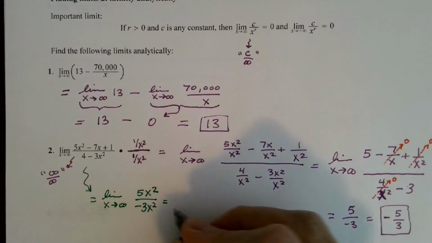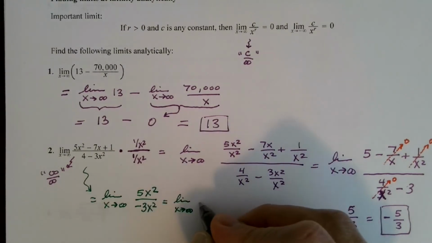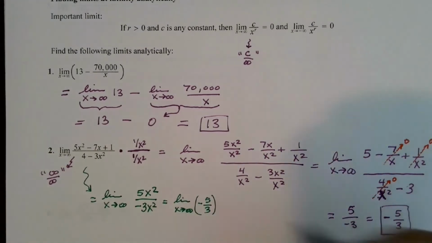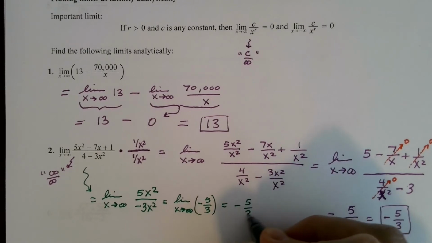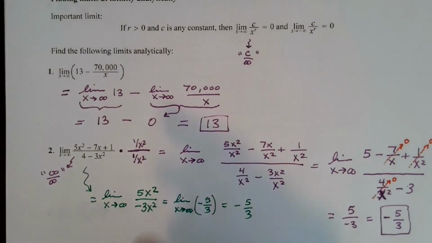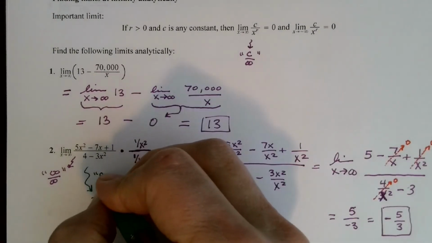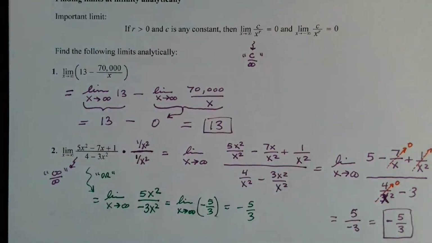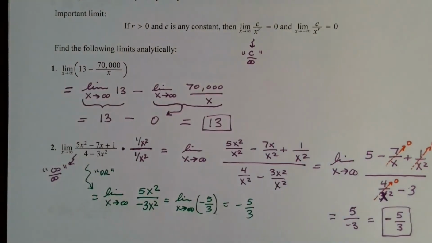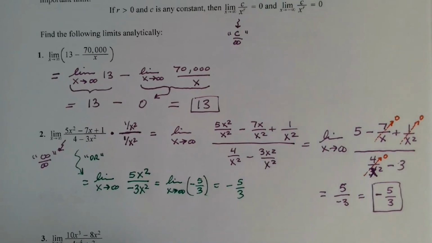And notice I can simplify that down, because the x squareds cancel. This is just negative 5/3. And what's the limit of any constant? It's negative 5/3. Of course, we get the same thing. And so this is another way you can do it. It's a little less formal than what we did up here, but that's the idea of finding these limits.